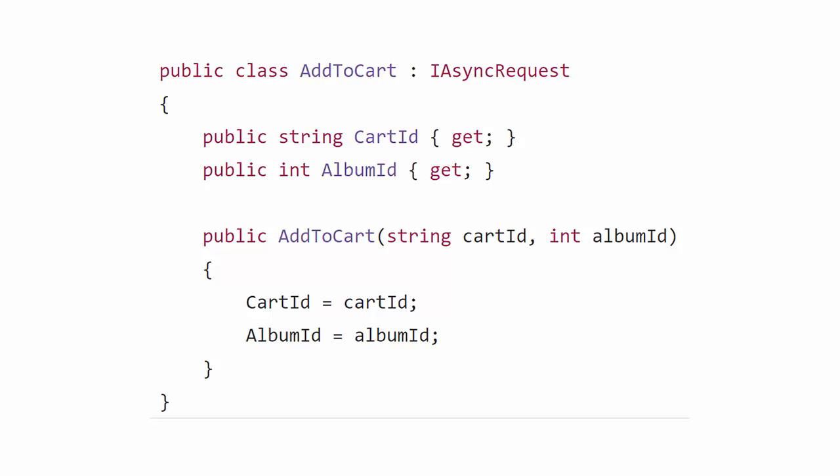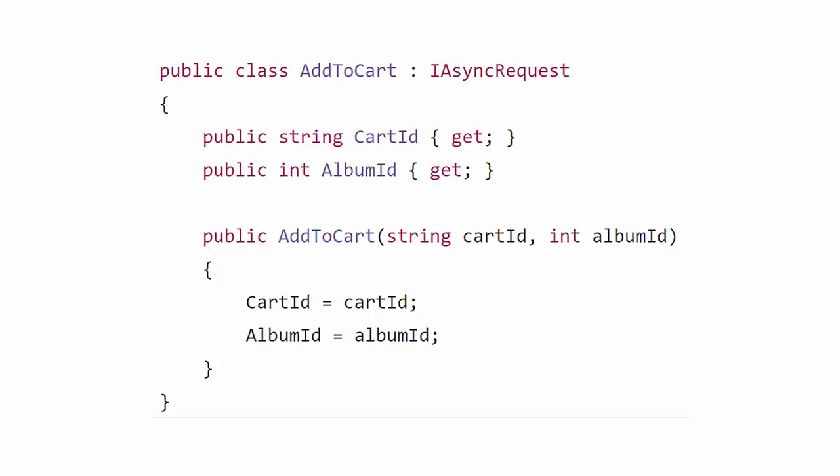So we're going to have a class called AddToCart, which is going to implement IAsyncRequest, and it doesn't have a type parameter there. And then I'm going to have a constructor that's going to take in the cart ID and our album ID, because those are the two things that I really care about when I start implementing our method here. Those two pieces of data that I need.